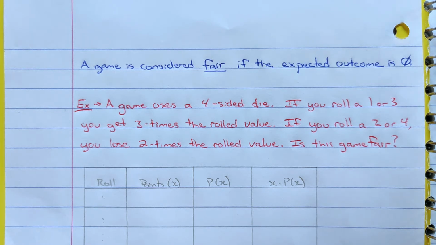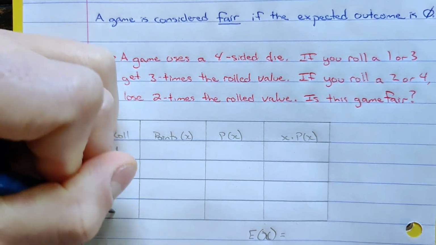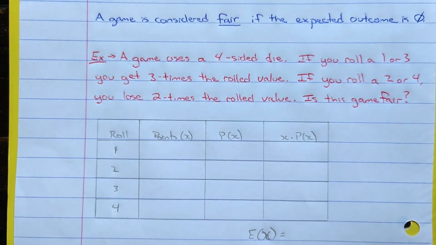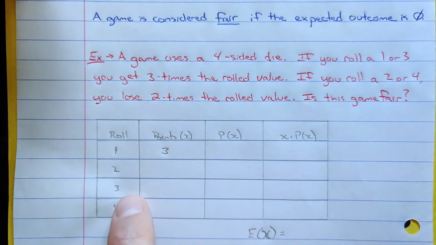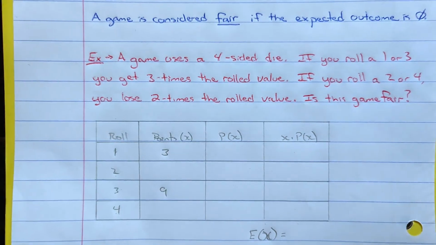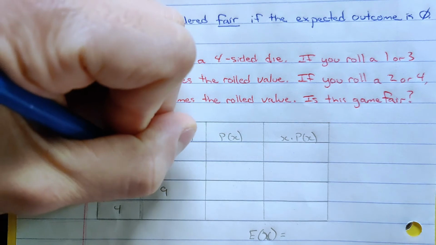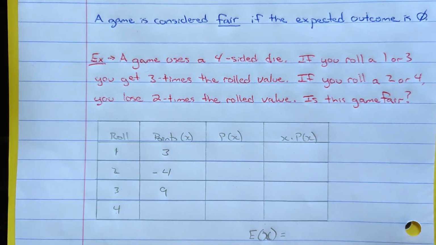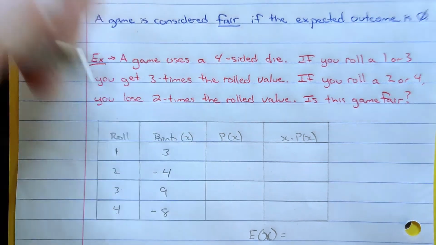So if we take a look at our rolls, we can roll a 1, 2, 3, or 4. If we roll a 1 or 3, we get 3 times the rolled value. So we get 3 times 1, we'd get 3 points. And if we got a 3, we would get 3 times 3, which is 9 points. If we rolled a 2 or a 4, we get negative 2 times that rolled value. So we'd get negative 4 points, and here we'd get negative 8 points.